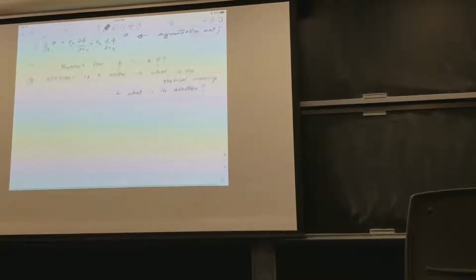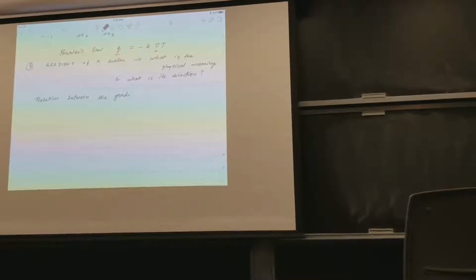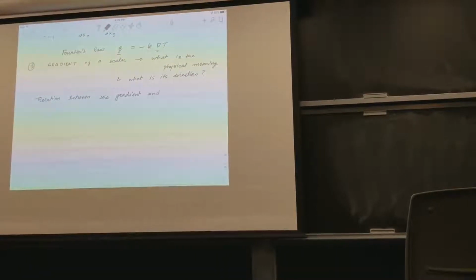Okay, to really do that, we need to find a relation between the gradient and direction of the variable. This wasn't discussed on Friday, right? No, I didn't discuss this.